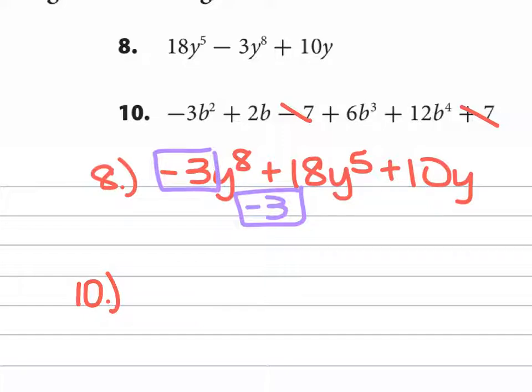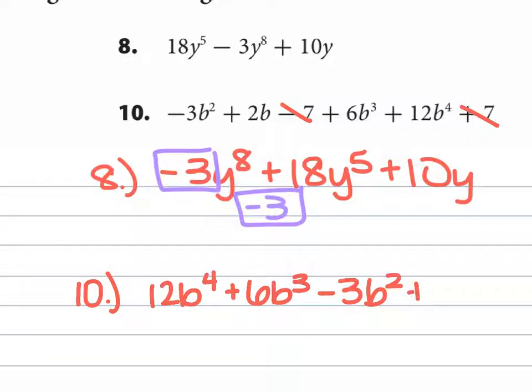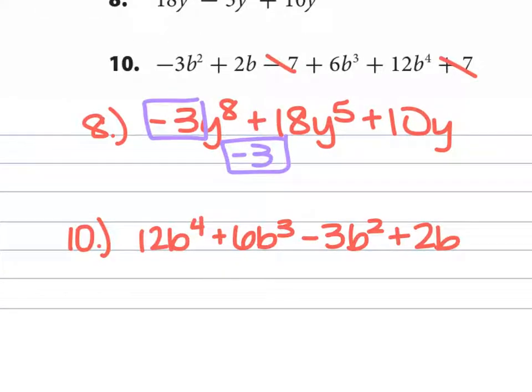Our first term is going to be the one with the highest exponent, which is the 4. So 12b to the 4th. Then we have 6b cubed minus 3b squared. And lastly, that 2b. So the one with the highest exponent there is that 4. The leading coefficient is 12.